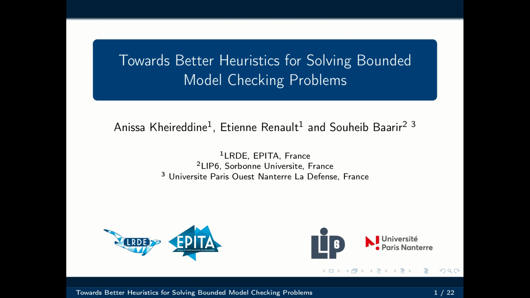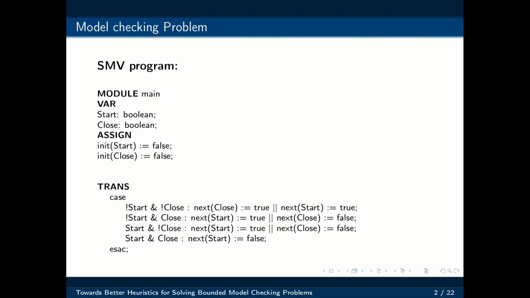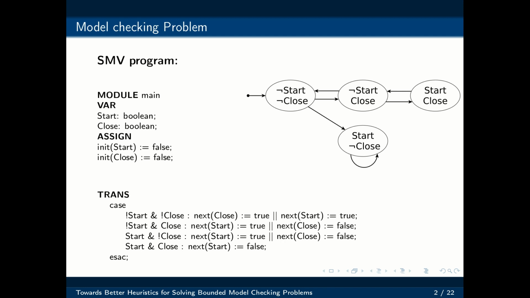Before going into details, let's start by explaining what model checking is. To illustrate this term, here we have an SMV program that translates the behavior of a microwave and the finite state representation of this system. The program is composed of two Boolean variables. The variable start is set to true when the microwave is launching. The variable close is set to true when the door of the microwave is closed.